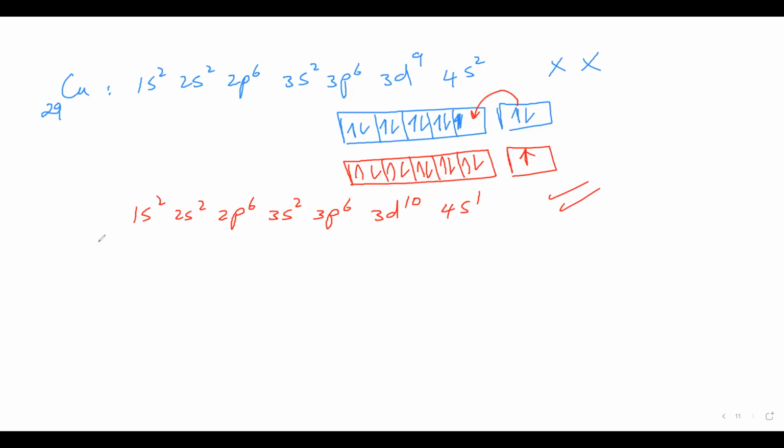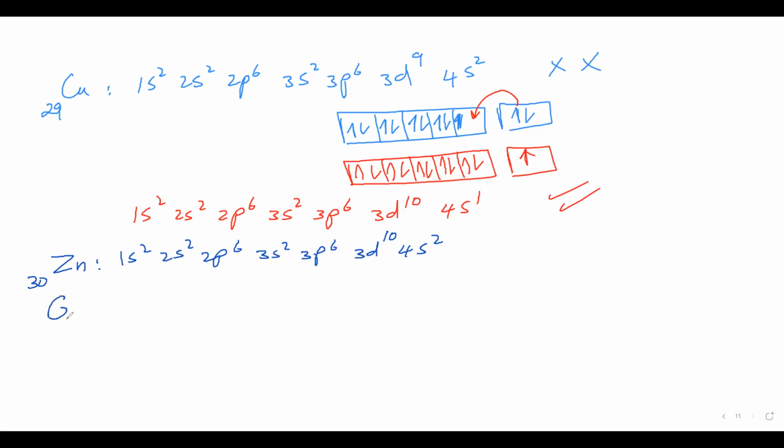Okay, the last one in this series is zinc. Zinc has 30 electrons. So it will be 1s2, 2s2, 2p6, 3s2, 3p6, 3d. Of course, we are going to fill the 4s first, and then if we count the number of electrons, we found them to be 20. So we are left with 10 electrons to be placed in the 3d. And now the 3d is completely filled by its electrons.